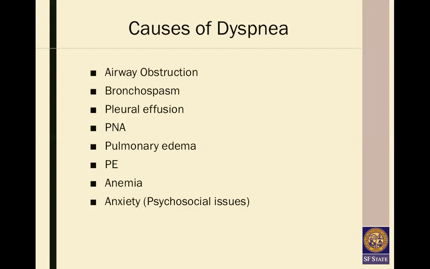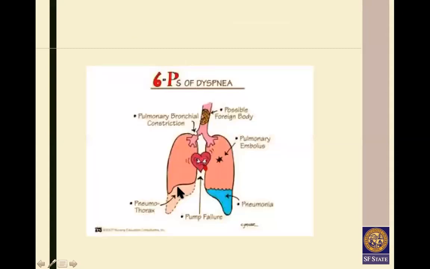That slide, as we just talked about, went over some of the different types of dyspnea, but this also gives you a little bit of a list of what you could see. But an easy way to remember it is the 6 P's of dyspnea. So pulmonary bronchial constriction, foreign body, pulmonary fibrosis, pneumonia, where we talked about having an increase of fluids in your lung from your cancer or effusions. There could be a pump failure and a pneumothorax. So the 6 P's of dyspnea can help you remember all the different types that can cause dyspnea.